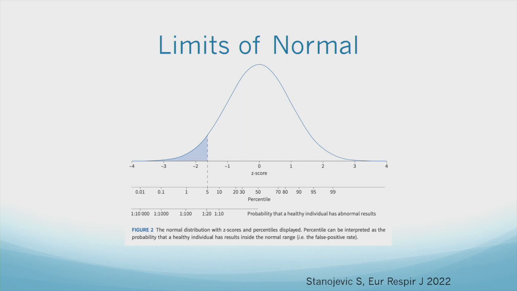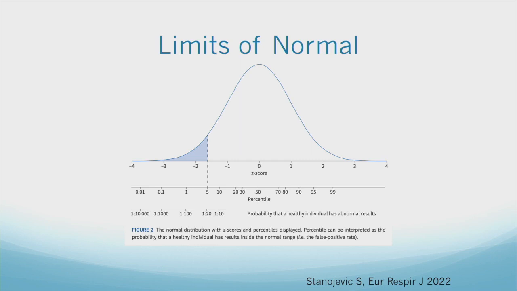So essentially 90% of the population in the middle is going to be considered in the normal range, and the bottom 5 and top 5 are going to be considered out of the normal range. When you look at the raw pulmonary function testing reports, you'll see that any values above or below the limits of normal will be essentially flagged as red.